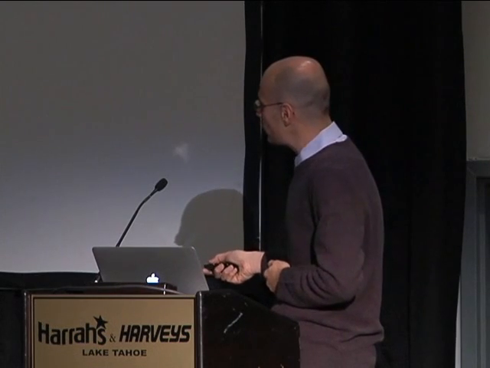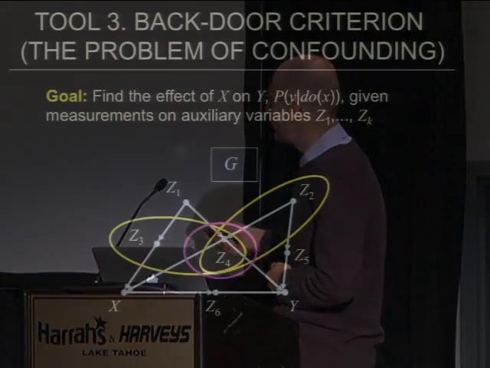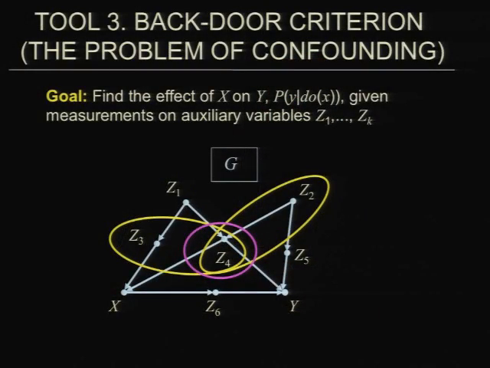This is just for practicing. I don't have much time, so the answer for the practicing: note that you have this path here. Z1 and Z2 are pointing to Z4, so this is a collider.